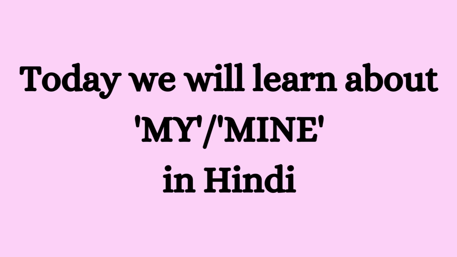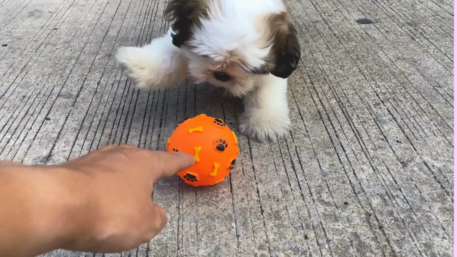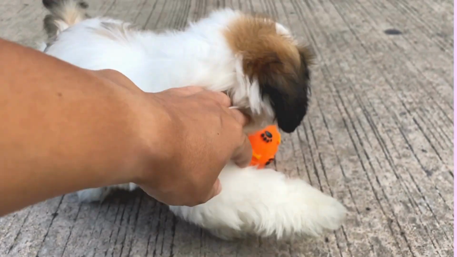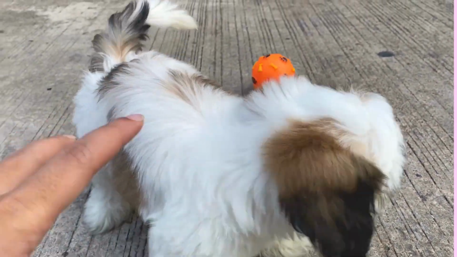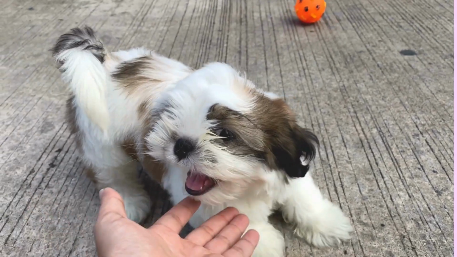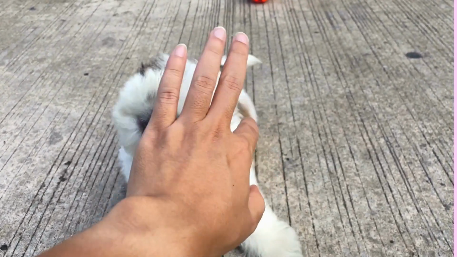Friends, today we will talk about my or mine in Hindi. Now, my or mine are possessive pronouns. What do they do? They say that something belongs to us. So we use these pronouns to show a sense of belongingness or possessiveness. Now, in Hindi, there is no common word that is applicable to show possessiveness.